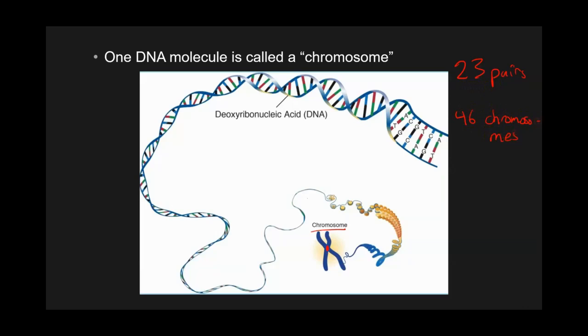Sorry, I just put it on 2 lines there. So we have 46 chromosomes, which essentially means 46 long DNA molecules. And that's in the nucleus of every single cell. We have 46 of these really long DNA molecules, which means we have 46 chromosomes, which means we have 23 pairs of chromosomes, or 23 pairs of these very long DNA molecules.